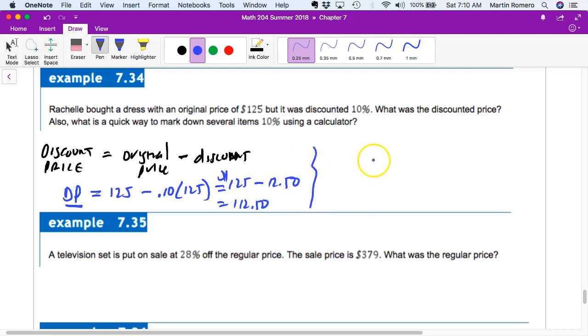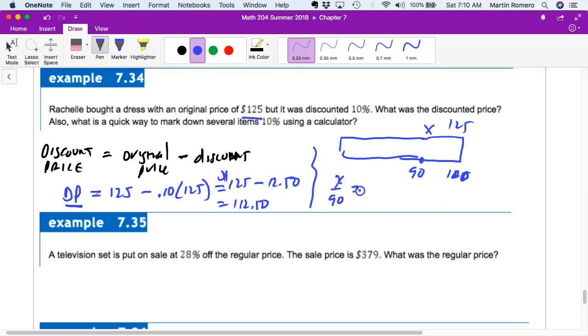We could also have looked at it the proportion way. So here's a second way. I'm going to draw in the rectangle. The original price is 125, so you put 125 on top. We always put the percents on the bottom. It was discounted 10%. So if you're taking away 10%, that means this is a 90, and we're looking for the price that was 90%. And so in this case, you end up with x over 90 is equal to 125 over 100.